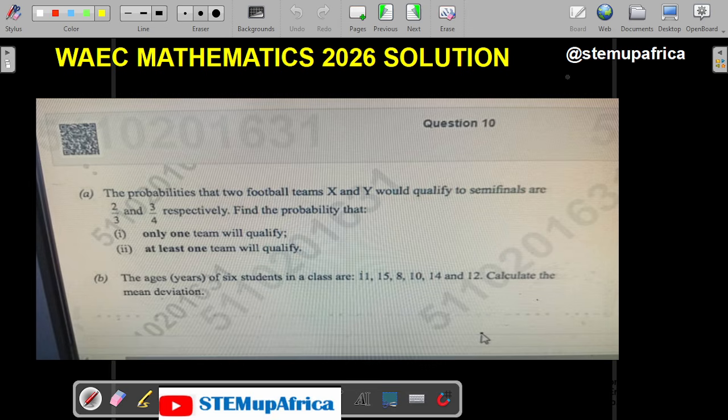Then let's look at question 10b. Say the ages of 6 students in the class are given as 11, 15, 8, 10, 14 and 12. We are asked to find the mean deviation. When you have a situation like this, the first thing you do is to arrange the numbers in ascending order, starting with the smallest number, which is 8. So I will need to arrange these numbers in ascending order. Question 10b.